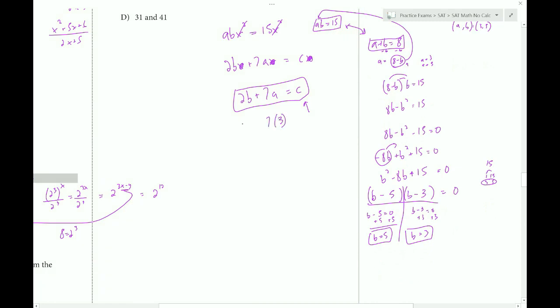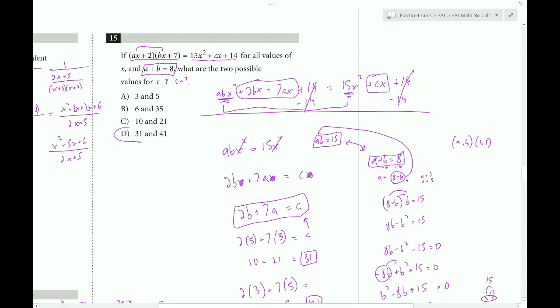So 3 and 5. So 21 plus 10 is 31. Then if we plug them in the other way, with the 3 going here and the 5 going here, we'll get 6 and 35, which is 41. So our answers for c are 31 and 41, respectively, so we get choice D.